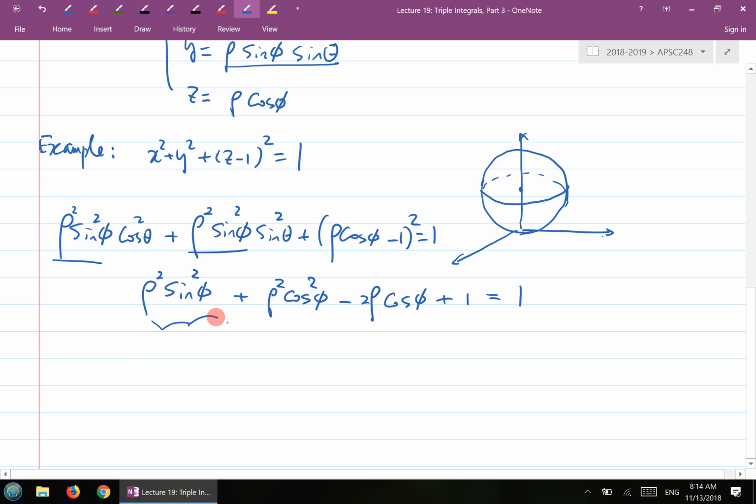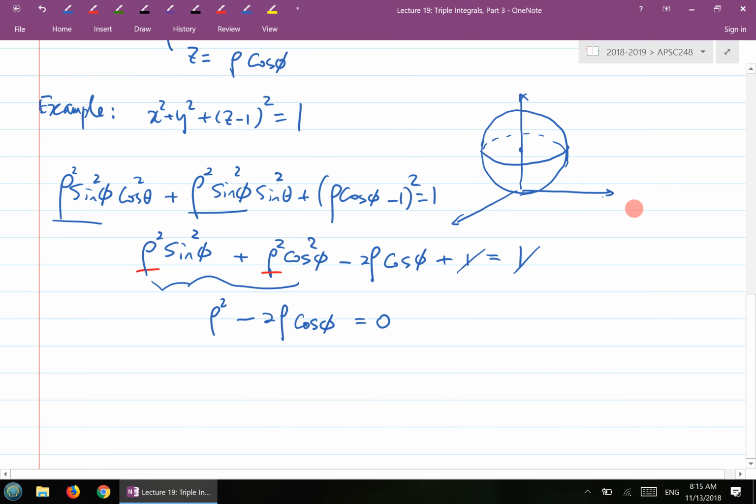And then for the first and third terms, you again have common factor rho squared. Take it out and you're left with sine squared phi plus cosine squared phi, which is again 1, so you're left with rho squared. And here you have minus 2 rho cosine phi, and the 1 and the 1 cancel each other. That gives you almost the final expression. Now you have another common factor rho, so take it out and you get rho times (rho minus 2 cosine phi) equals 0.